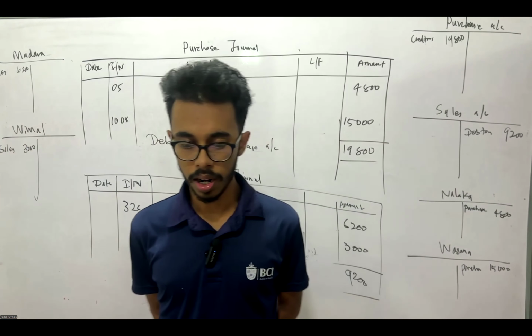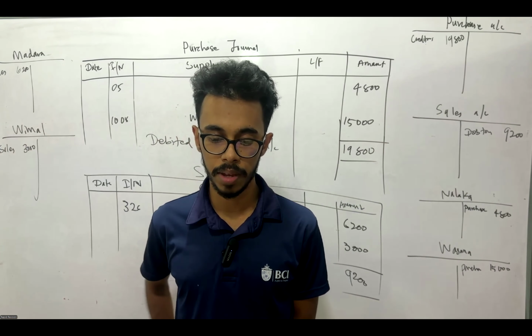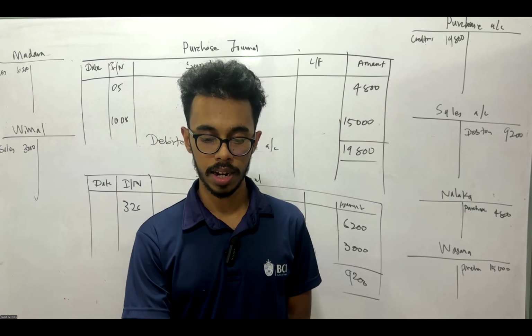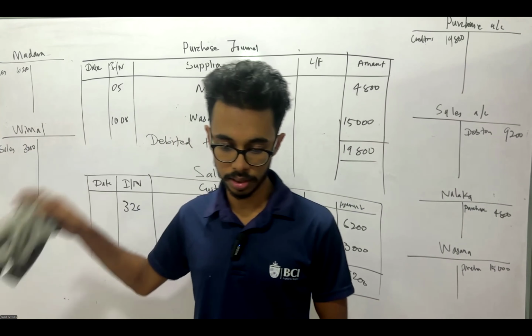Following are the transactions that occurred in Tusar's retailing business for the month of May. They have given some transactions. We had to prepare the purchase journal and the sales journal.